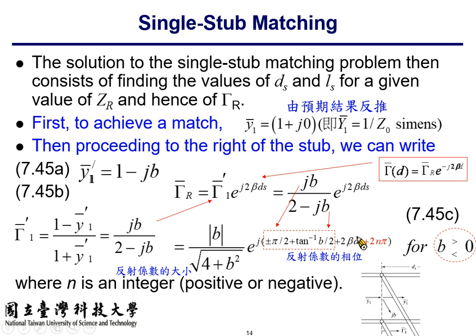And that will include the propagation delay of the length as well. So here you have 2 times beta times ds. And we know that the solution will repeat itself for every half wavelength, so we substitute with a 2n pi so that the solution can meet the requirement. But anyway, we will limit. We will not adopt a solution with a too large ds.